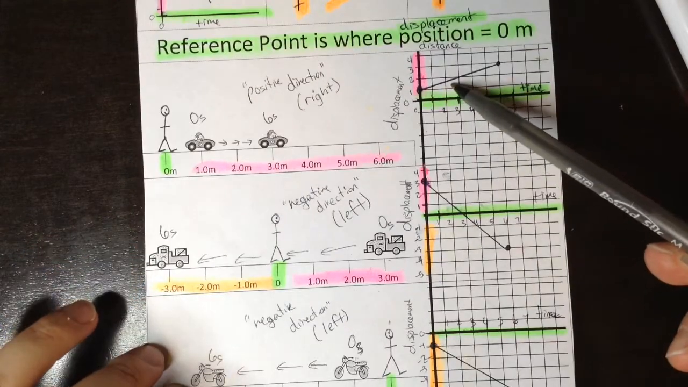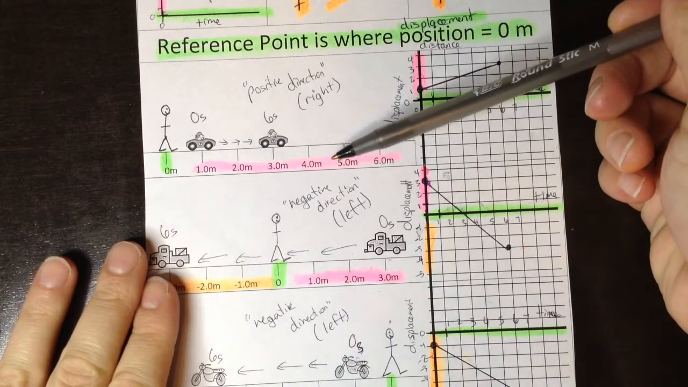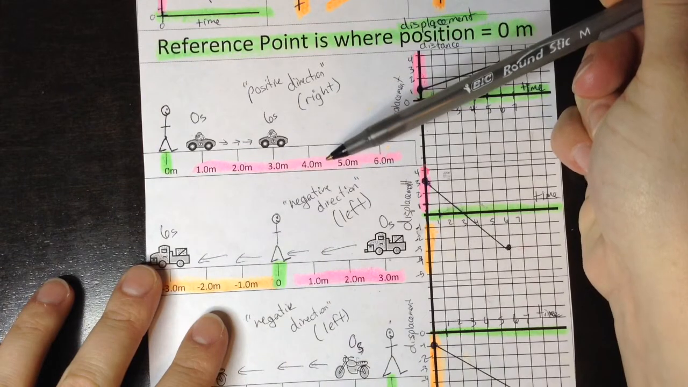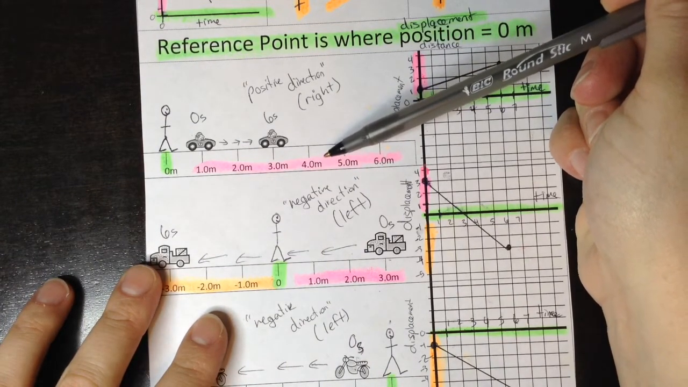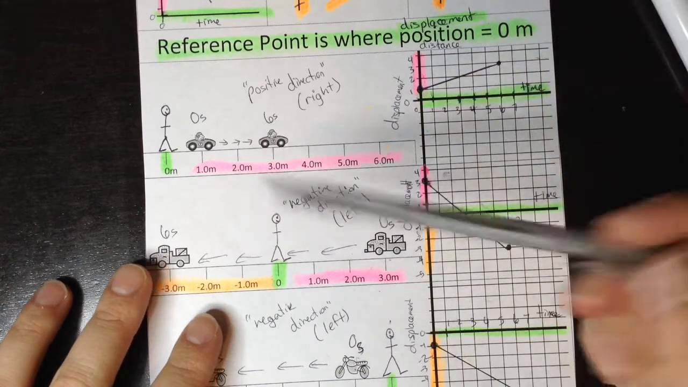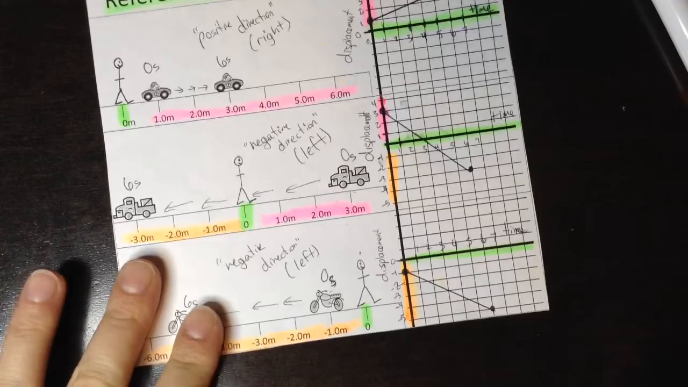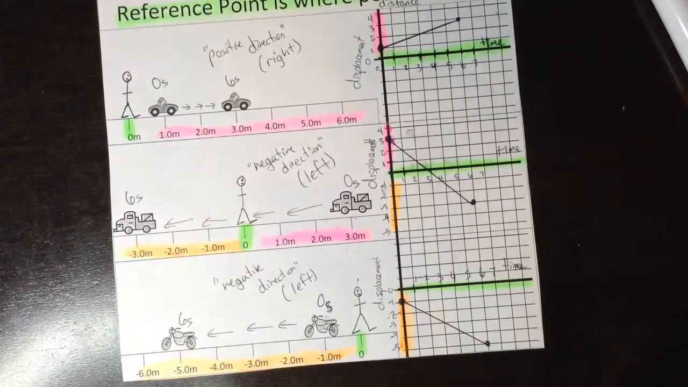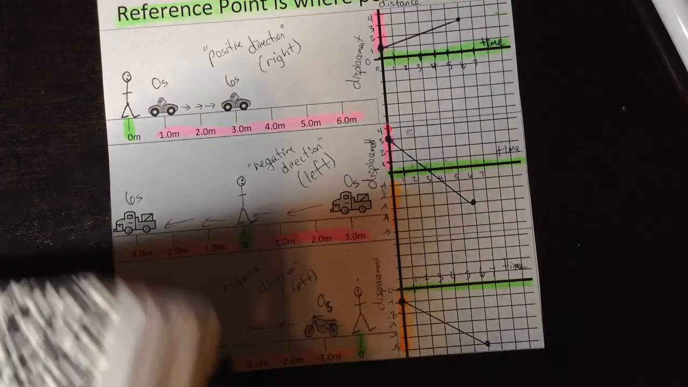The car here is the slowest. It has the least steep slope and it's moving in the positive direction. So it has the least steep slope, and therefore it's going the slowest. It only moved 2 meters in 6 seconds. Okay, so that is the first part of this journal entry, and let's go ahead and get it glued in.